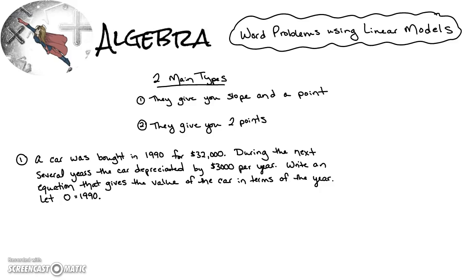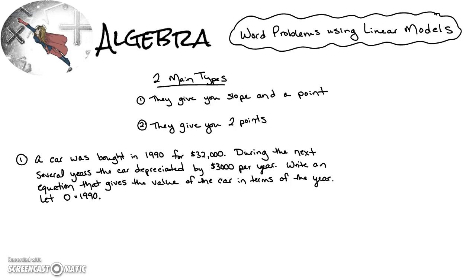Hi everyone. I have here a couple of word problems, which are word problems where you have to write the equation of a line, either in point-slope form or slope-intercept form. It really just depends on the exact information that they give you in the problem. So there's really two main types that they'll start you out with.